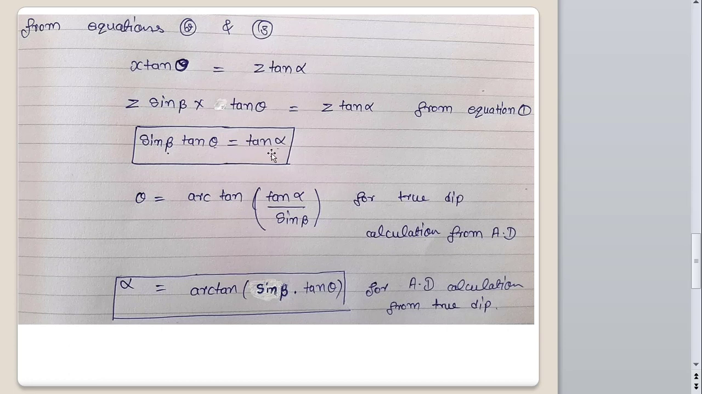This is a very important expression if we want to calculate the true dip. So theta is equal to arc tan of tan alpha upon sine beta. This is for the true dip calculation from the apparent dip. Then alpha is equal to arc tan of sine beta into tan theta. This expression can be used for the apparent dip calculation from the true dip. These are the important expressions that we can use to calculate the apparent dips.